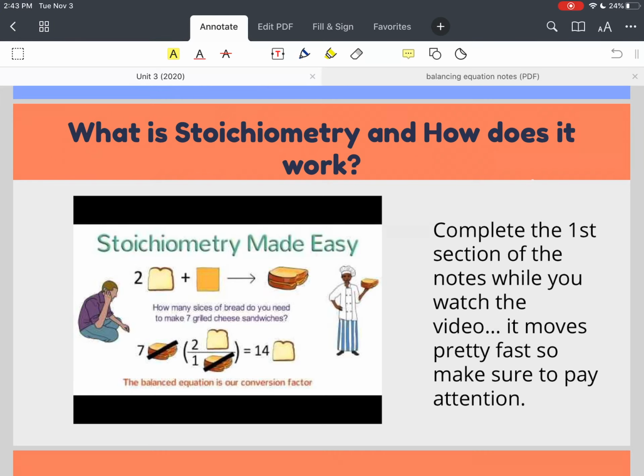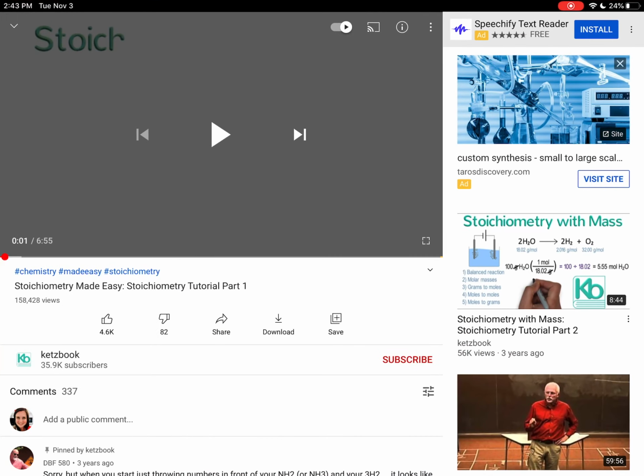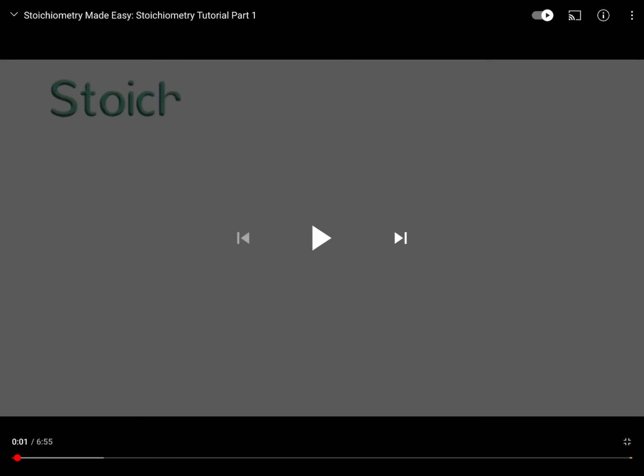But basically, the premise of the video is talking about how to make a grilled cheese sandwich. If we know we need 2 pieces of bread and 1 piece of cheese to make a grilled cheese sandwich, we're going to start talking about, okay, well, if I want to make 10 grilled cheeses, how much bread and how much cheese am I going to need to make those things? Okay. So like I said, watch the video. I'm going to play it here. And then as it's playing, you're copying your notes.